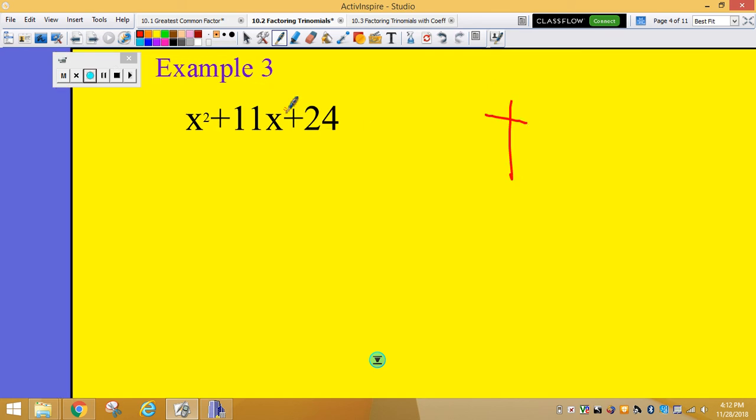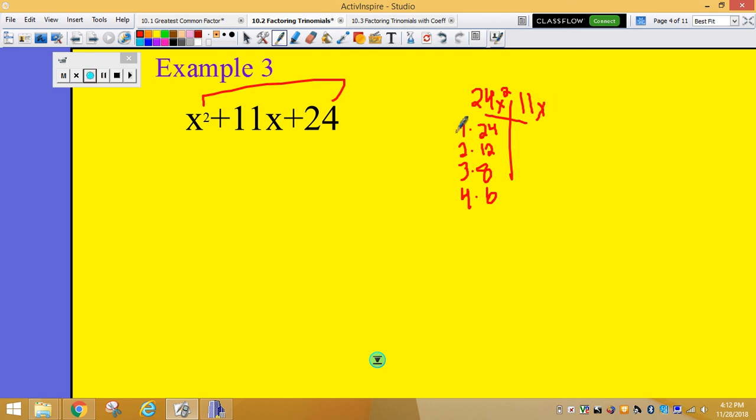Make your t-chart. First times last is 24x squared. Your middle term is 11. To multiply to get 24, I can do 1 times 24. I can do 2 times 12. I could do 3 times 8. I could do 4 times 6. And that is it.